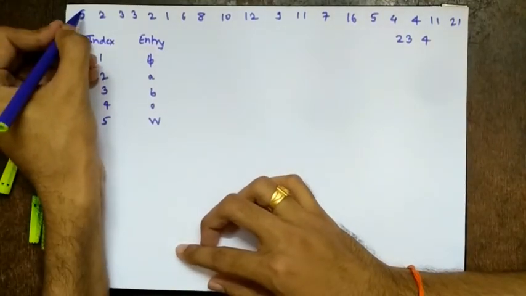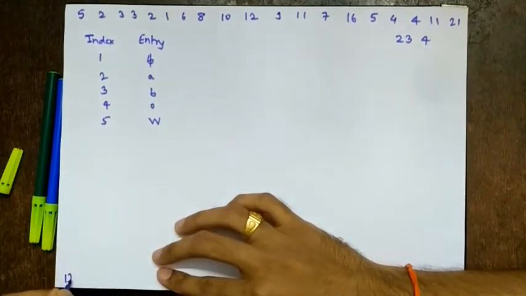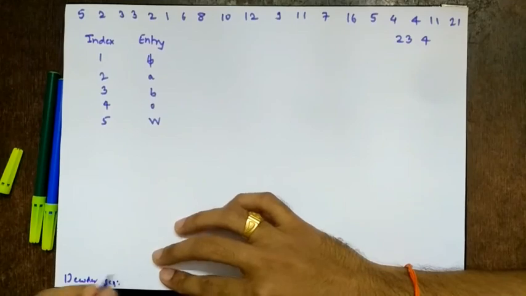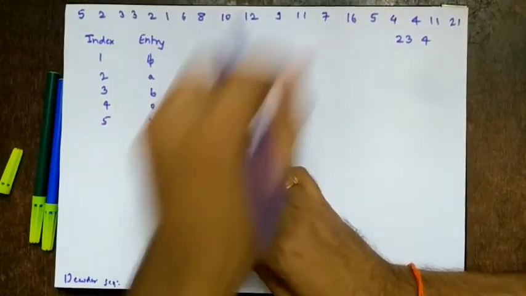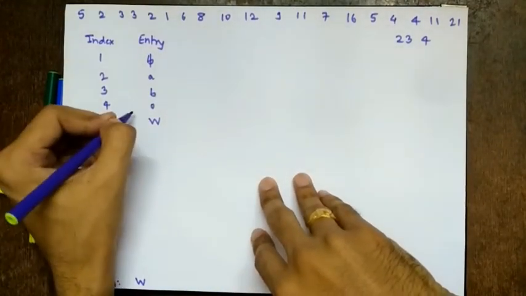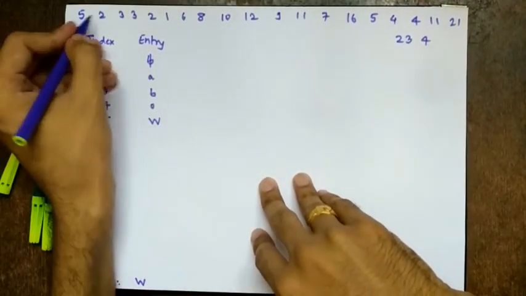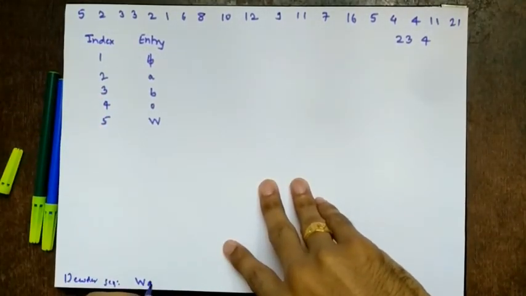So first thing is what? First index is 5. So 5 corresponds to W. So I'll write the decoder output sequence. So first alphabet we decode is W, right? We already know the answer since we have solved it some time ago. So W is there in the dictionary, so we'll not make a new entry. So we'll proceed further. 2. So what is 2 corresponding to? A. So we decode it as A, right?